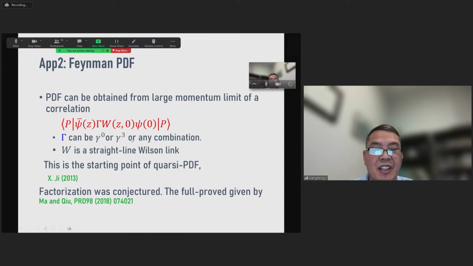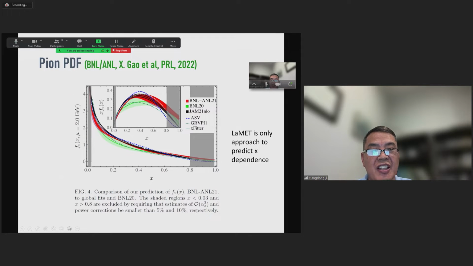this calculation. Okay. So what you can do is start with an equal-time Euclidean correlator in a large momentum state. And you want to start with something gauge invariant, and therefore you want to have a straight-line Wilson line. So this has been called a quasi-PDF in the literature. So you can use this and compute at large momentum. So this was calculated in parton distributions by BNL and collaborators.